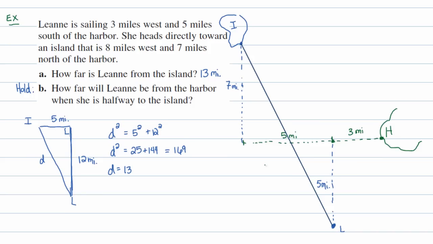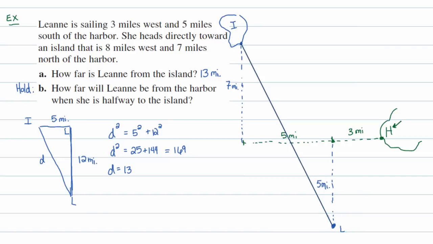Now let's do a non-trivial example of the midpoint formula. I had done an example in a previous lecture. The previous lecture was for the distance formula. So if you haven't seen the lecture on distance formula, I highly recommend you watch that first, because we have a person that is sailing, and that person is 3 miles west and 5 miles south of a harbor. So I just said that this right here was the harbor. The person is 3 miles west and 5 miles south. Her name's Leanne, so I called this L.